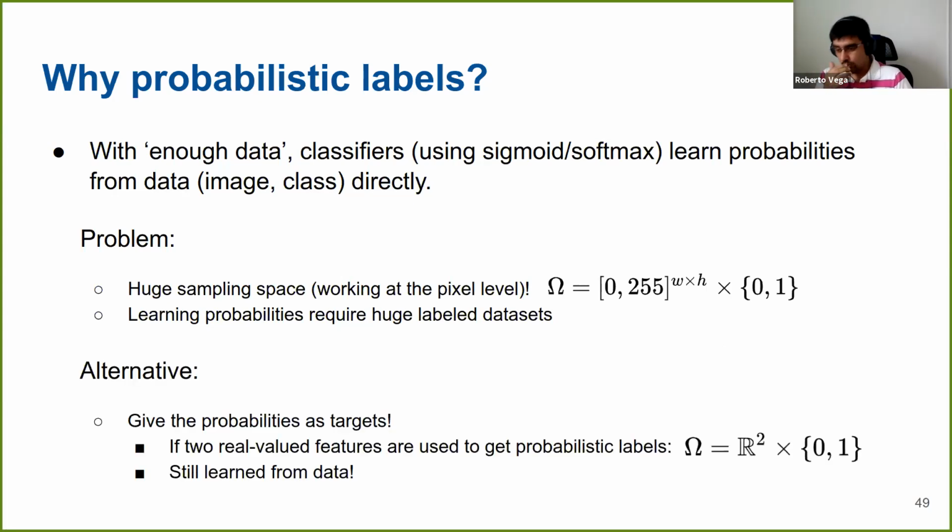As an alternative, when we give the probabilistic labels as targets, we are estimating the probabilities using only 2 quantities, in the example of hip dysplasia, the angle and the coverage. The sampling space is now just R2 combined with 0, 1. This sampling space is much lower than the one in the images. But then we can argue that they are equivalent, because this one contains the medical information and how the physician makes the diagnosis. This is still learned from the data, because we have to measure the things, and then we have to estimate the probabilities based on those measurements. So we are still learning the probabilities from the data, but these probabilities are much easier to estimate than trying to do it directly from the images.